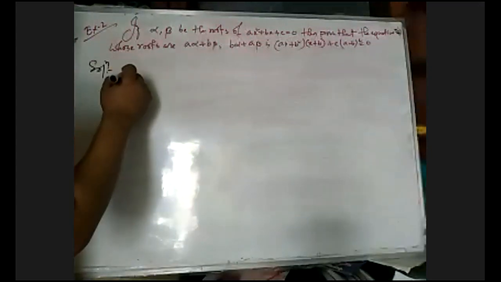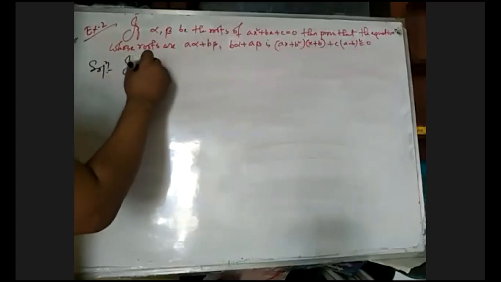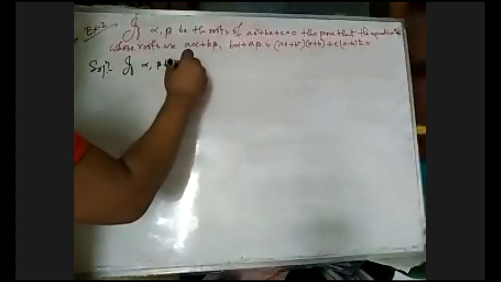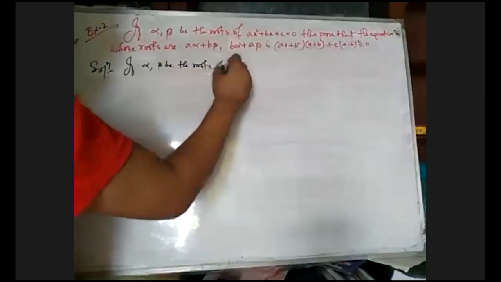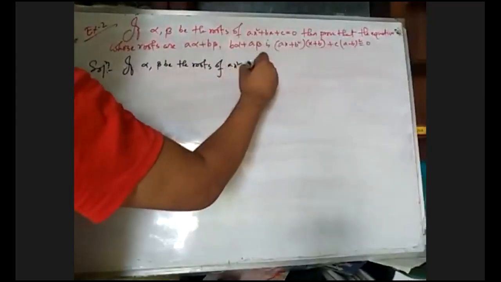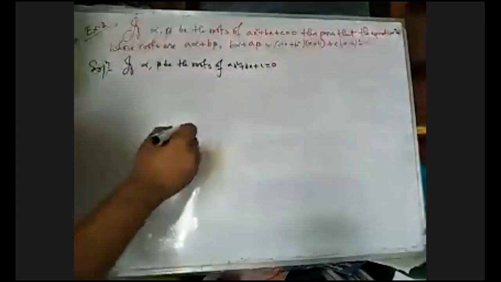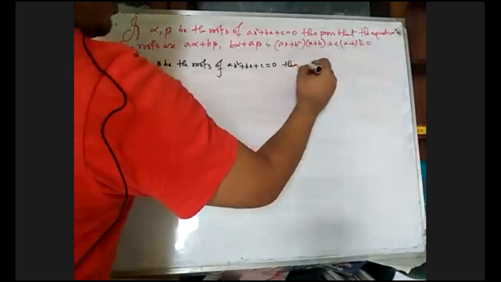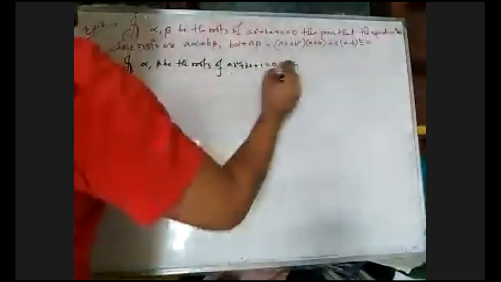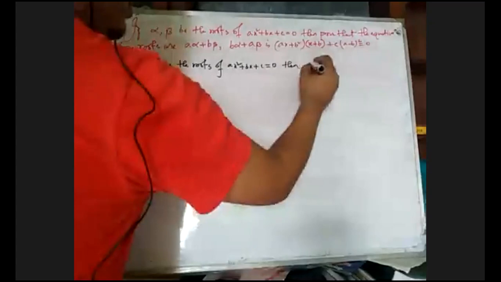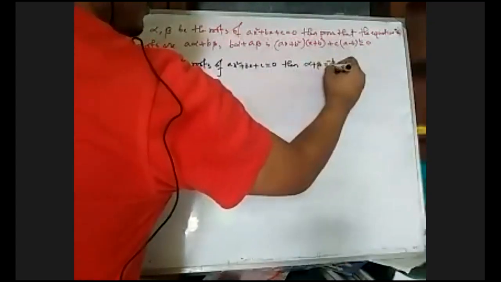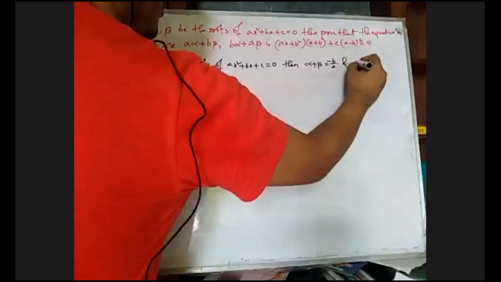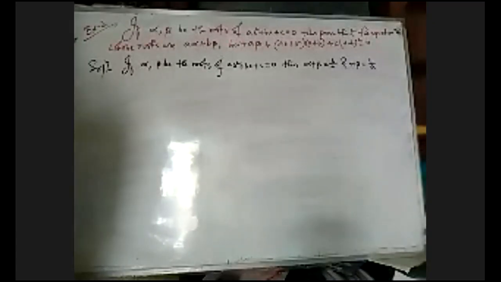The solution will be like this. If alpha and beta are the roots of x square plus bx plus c equals 0, then what will the sum of the roots be? Alpha plus beta equals minus b by a, and the product of the roots is c by a. This is the sum and product of the roots.